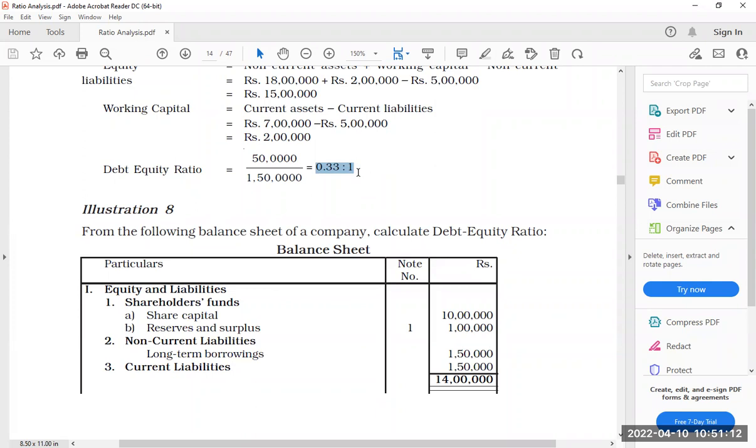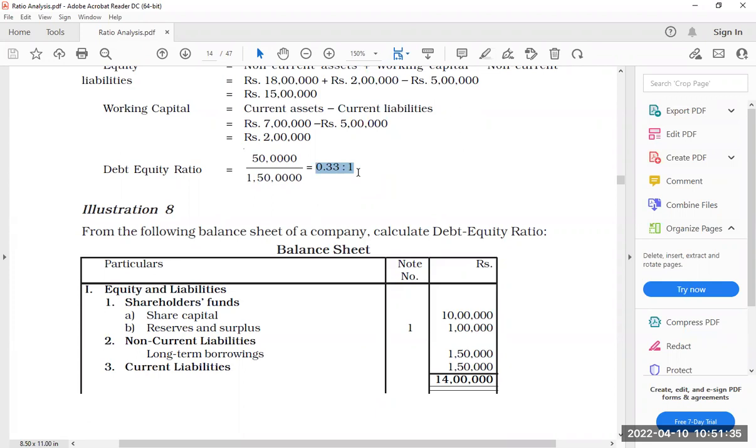This company is capable of borrowing. It should explore the opportunity in which it can invest some money, which gives more return than the bank interest rate or borrowing cost. If that is not found, then this company is wasting its potential. It's not efficiently run by the management. That kind of interpretation you can give.